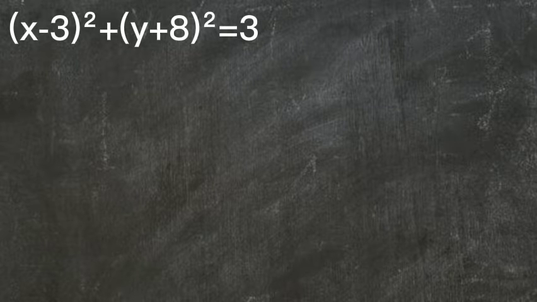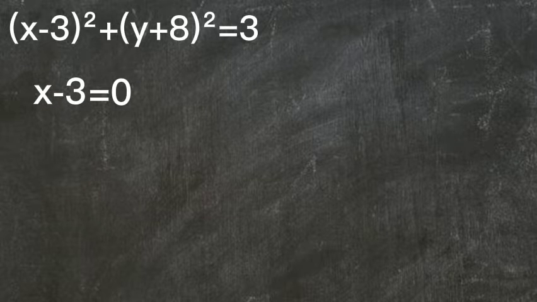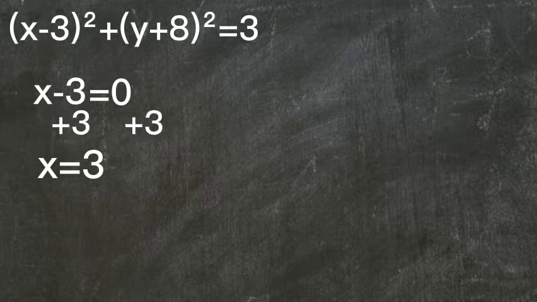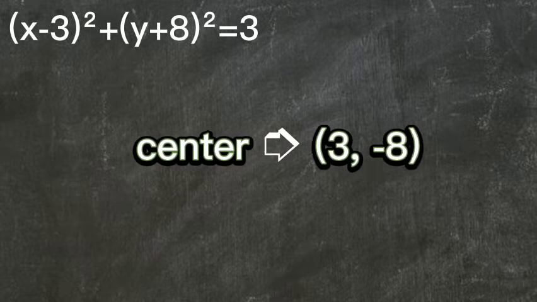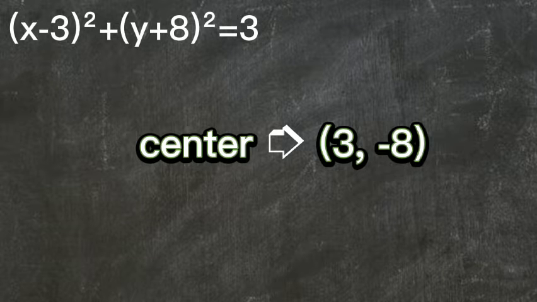Let's say, for example, that our problem is x minus 3 squared plus y plus 8 squared is equal to 3. In order to get the value of our center, we have to equate x minus 3 to 0. Now let's add positive 3 on both sides so that we can cancel negative 3 on the left side. So now we have x is equal to positive 3. Meanwhile, on this one, we need to subtract 8 on both sides so that we can cancel positive 8 on the left side. So now our center, our h and k, is positive 3 and negative 8.